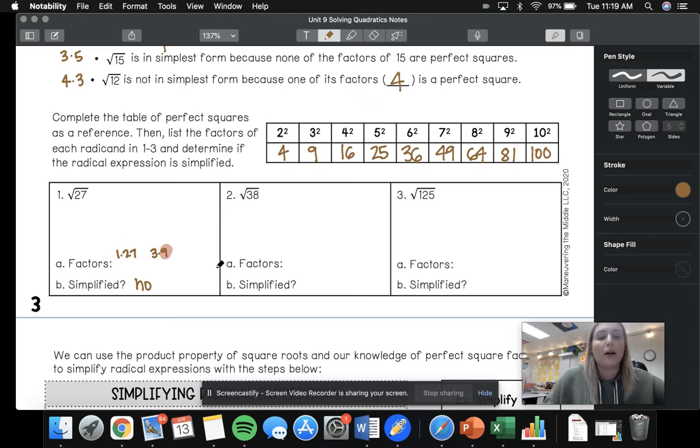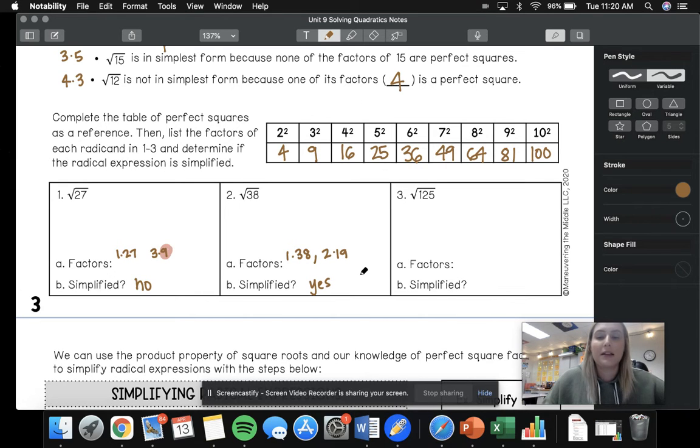All right, for the square root of 38, what makes 38? Well, 1 and 38, 2 and 19. I think that's it. None of these are perfect squares, so this is fully simplified.